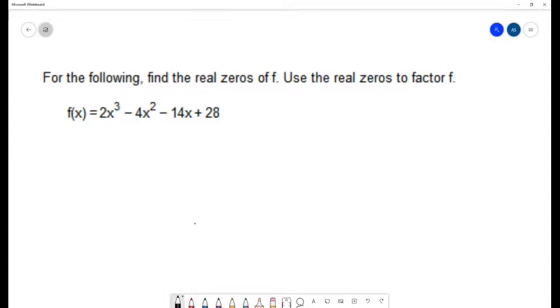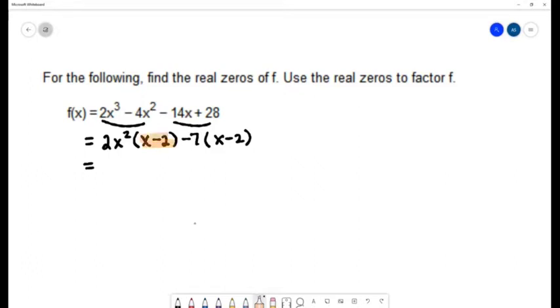It doesn't always work, but I'll try to group. I'll group two terms at a time together. If I group the first set, it has a greatest common factor of 2x squared, and I'd be left with x minus 2. And the second group has a common factor of 7. I'll factor out a negative 7, and I'll be left with x minus 2.